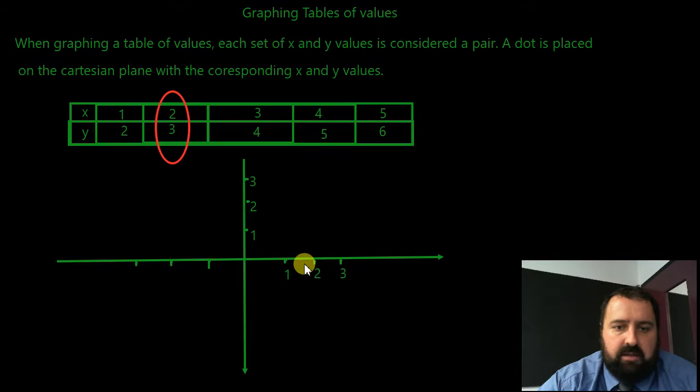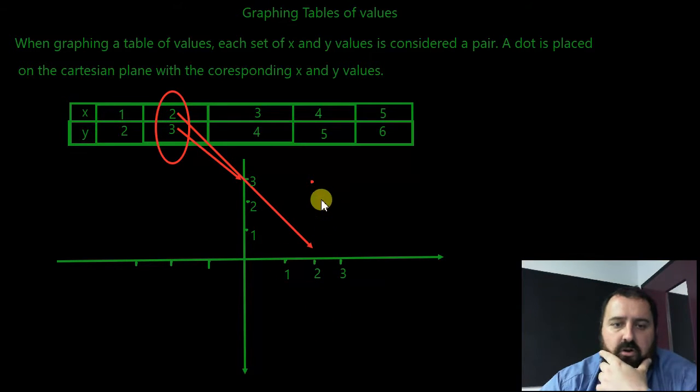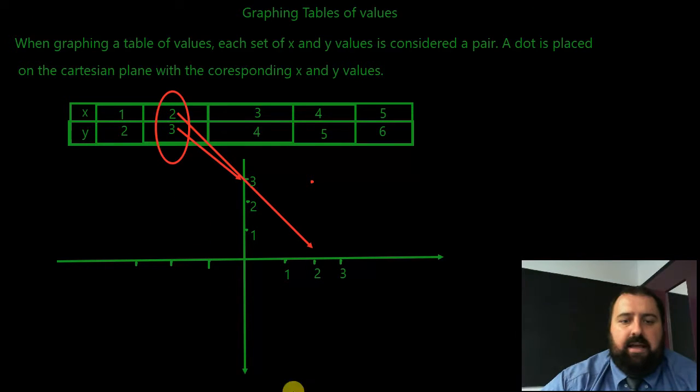So on the X axis, I'm going to go across to 2, and then on the Y axis, I'm going to go up to 3, and I'm going to put a little dot there. Okay, so you can see that my Y value is how high I go, and my X value is how far across I go, okay? So I've gone across 2, up 3, X is 2, Y is 3. That's how we do it.